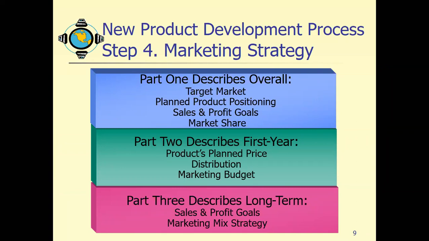Or people, if it is for service industry, then you have to think of your people strategy, that is human resource strategy, process strategy, and physical evidence strategy. So this is part 3, which describes long-term marketing mix strategy.